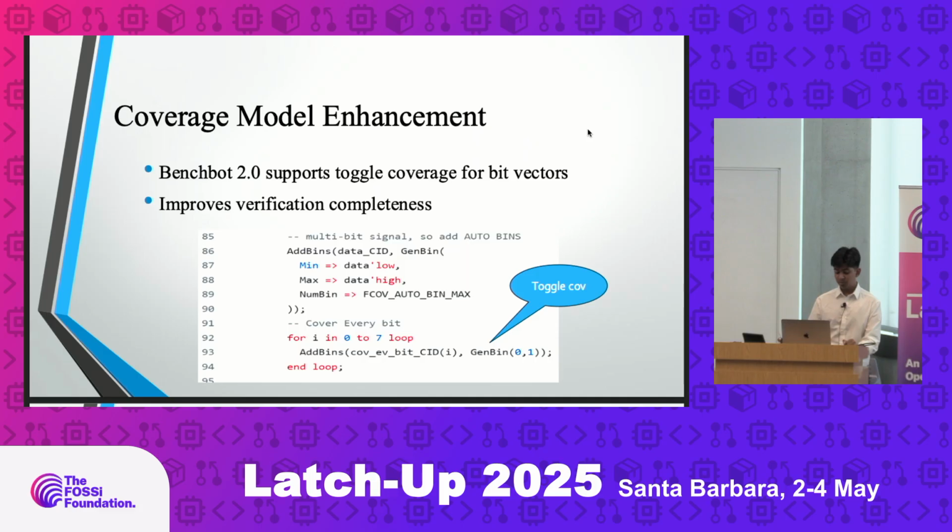One major feature we added is infrastructure for automated toggle coverage for bit vectors. In VHDL verification, toggle coverage tracks whether each bit in a signal flips during simulation. So it helps identify if parts of your design are left untested or tested, and it gives you a complete verification. So in this version, compared to the first, we automated this generation of bins that tracks transitions across each switch during a loop, which you can see on line 92.